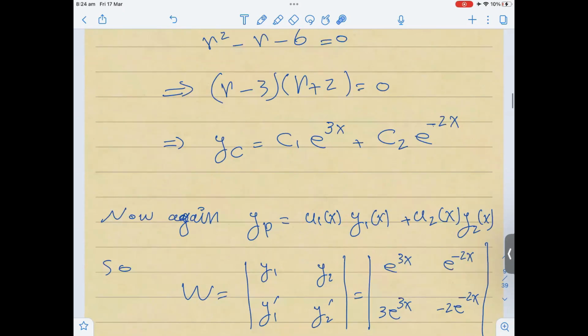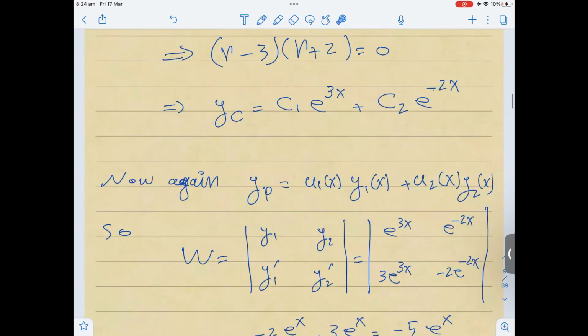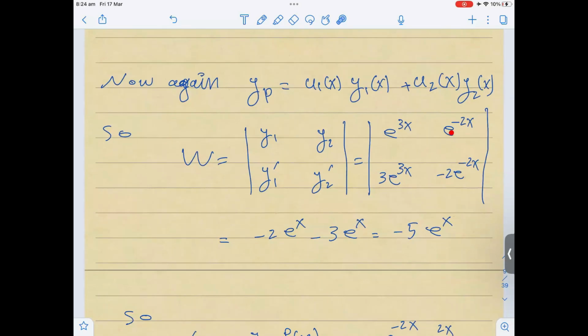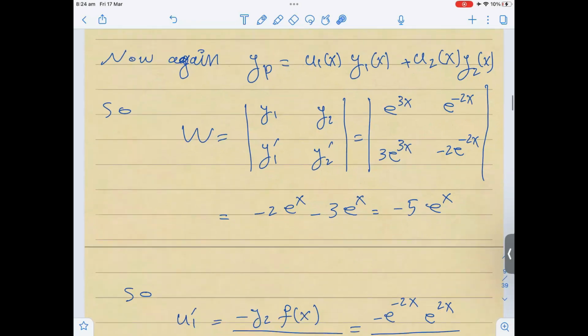For yp, we can use the classic method, but we want to practice the variation of parameters. yp is this one. So W is just quickly the Wronskian. y1 is e to the 3x, so this one. y2 is this one. y2 prime is this one. So the determinant, okay, I will have minus 5 e to the x.